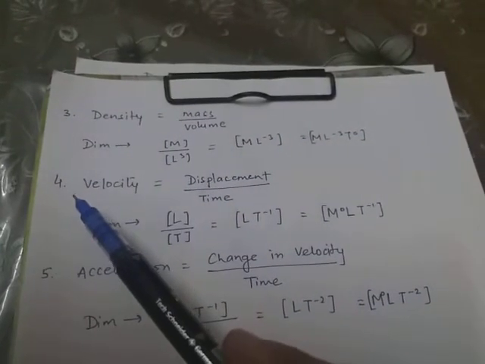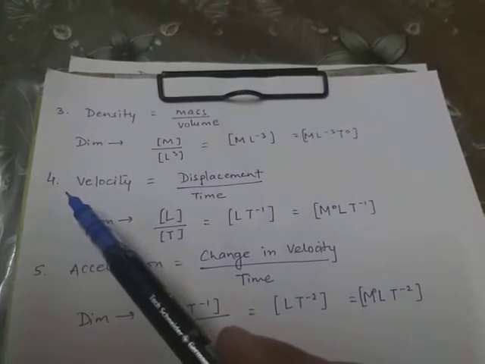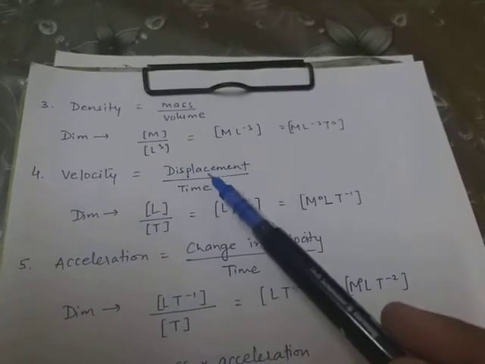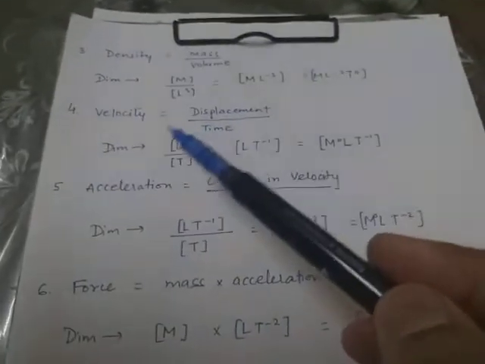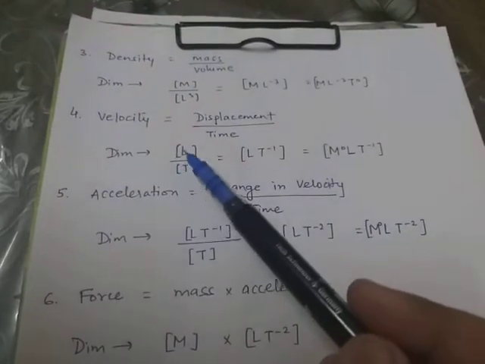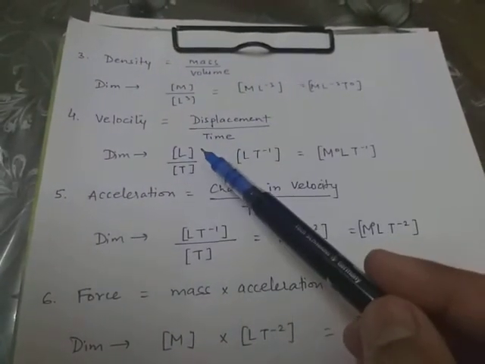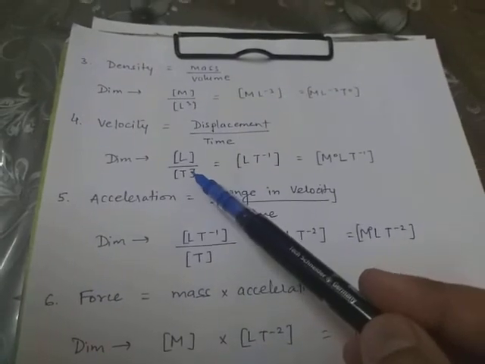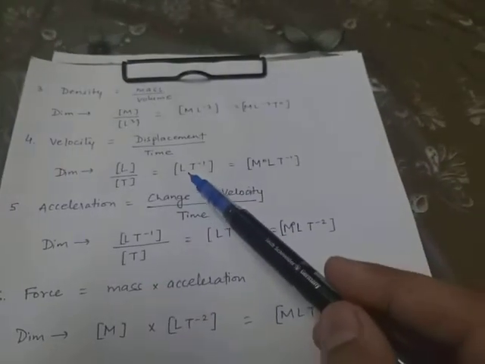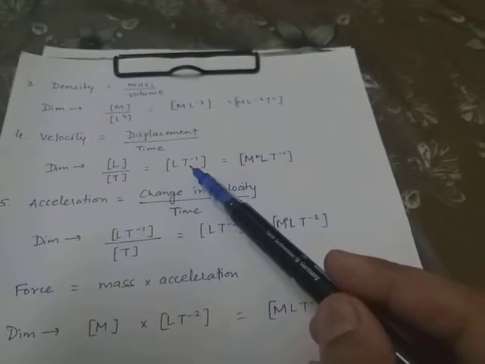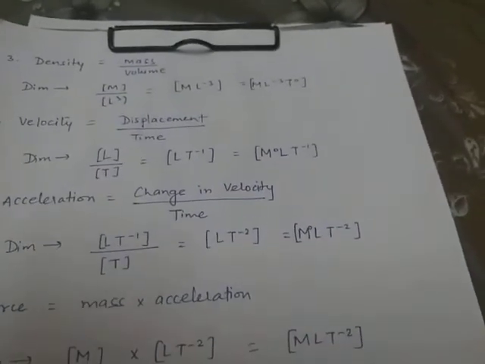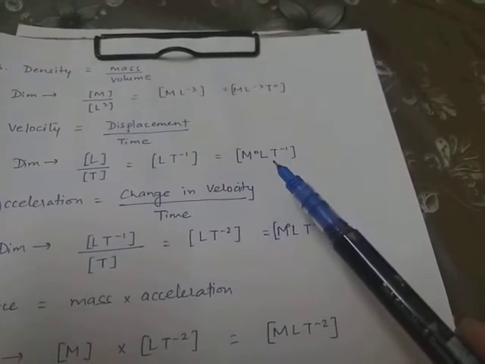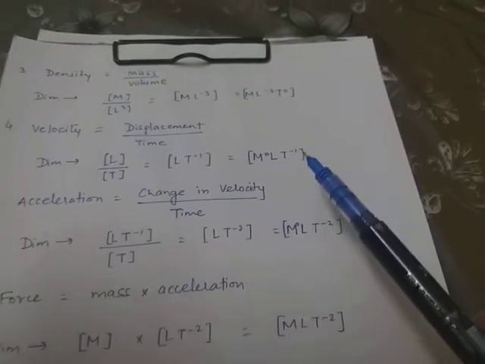After that, we have velocity. Formula of velocity, again very simple, displacement upon time, we know very well. Now the dimensions of velocity: displacement L, it is measured in meters, and time capital T. So the dimensions of velocity will be L T raised to power minus 1. So it can be written as M raised to power 0 L T raised to power minus 1.